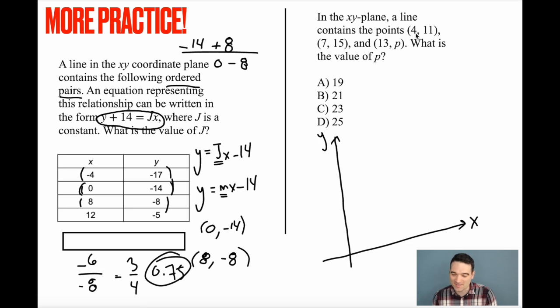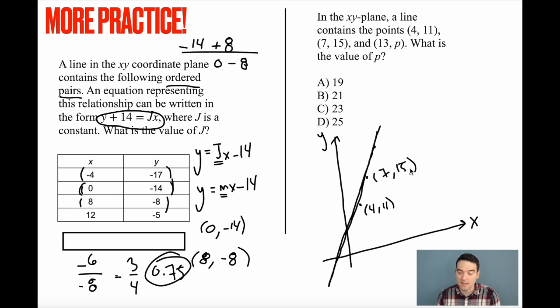And I'm going to draw the points 4, 11 right there, 7, 15, and 13, p like that. Boom. Right, so that's what it looks like. And I'll even label them. 4, 11, 7, 15, and 13, comma, p like that. All right, well, my goal is to figure out what this missing point is. Now, it tells me that all these points are on the same line.